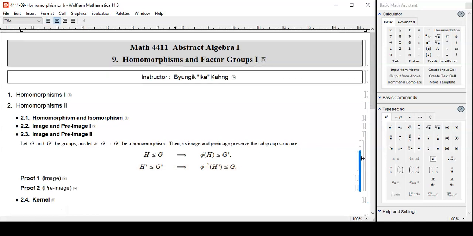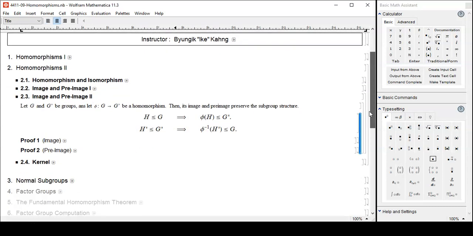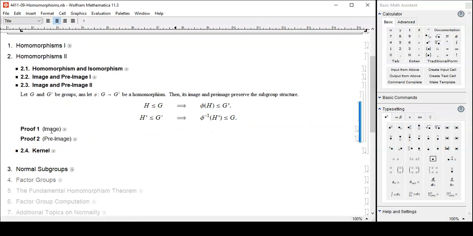So we have two parts and we have two proofs. First, for the image. We know that H is a subgroup, so we have three properties to use. Number one, closed under the group operation. Number two, there's the identity. Number three, the inverse. What we need to do is to establish the same thing for phi of H.